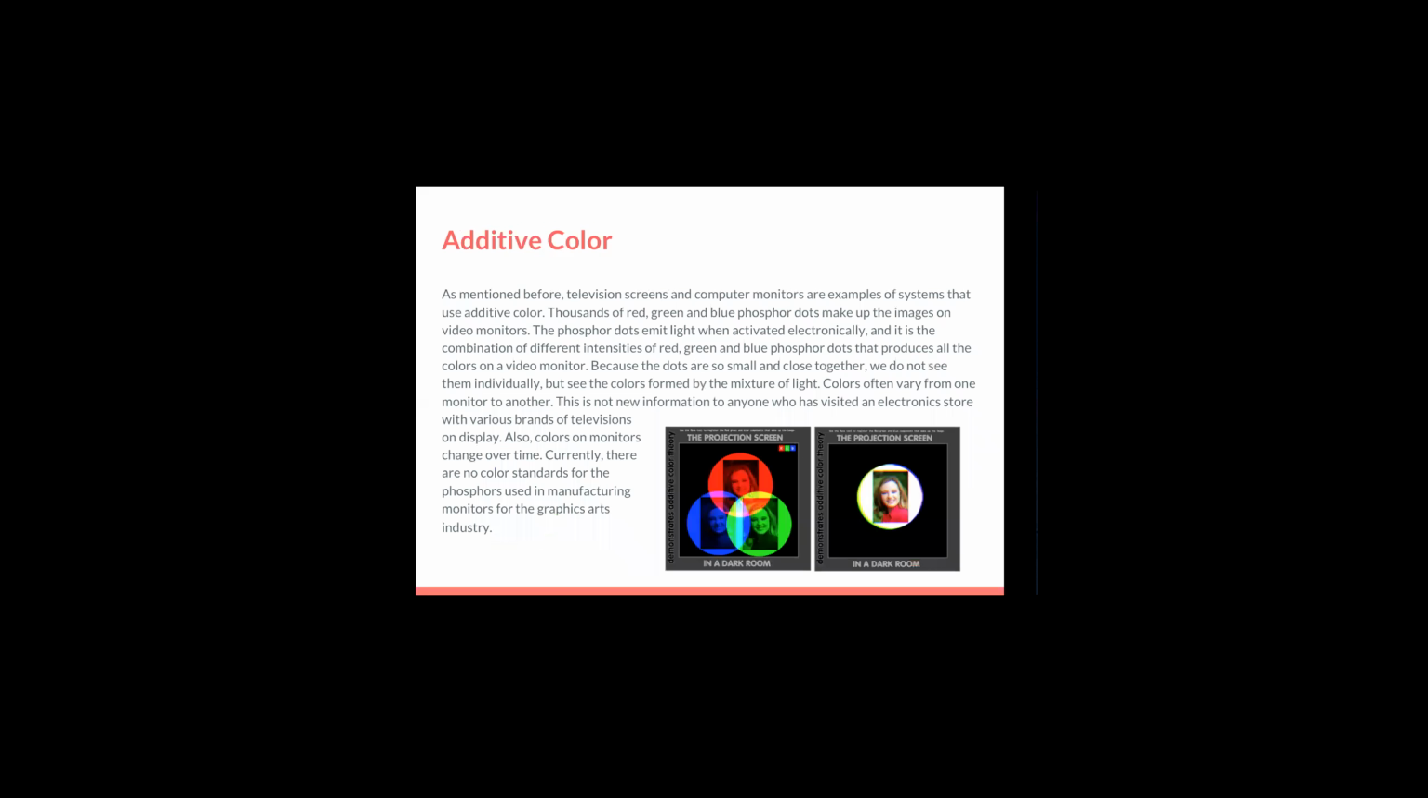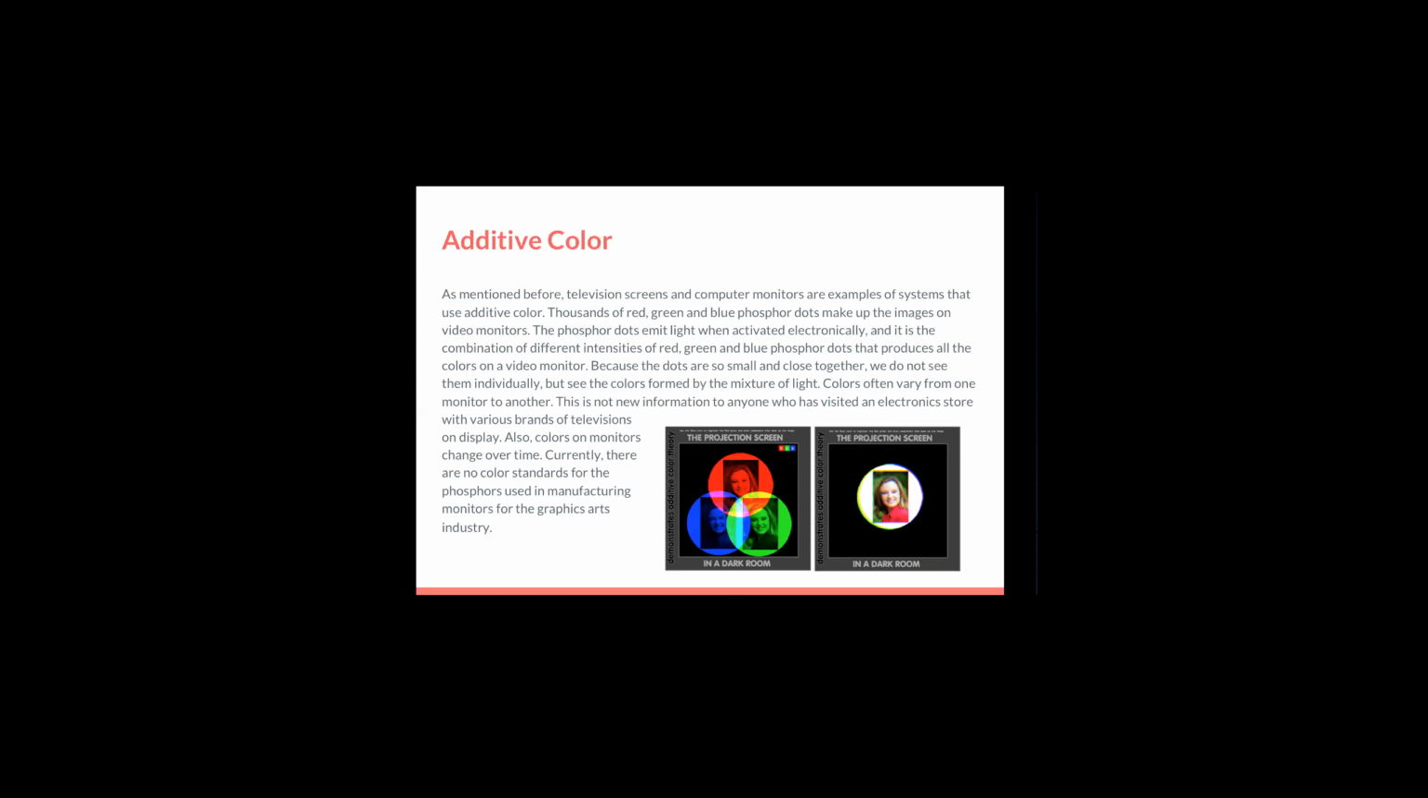Kind of neat. So as mentioned before, television screens and computer monitors are examples of systems that use additive color. Thousands of red, green, and blue phosphor dots make up the images on video monitors. The phosphor dots emit light when activated electronically, and it is a combination of different intensities of red, green, and blue phosphor dots that produces all of the colors on a video monitor. Because the dots are so small and close together, we do not see them individually, but see the colors formed by the mixture of light.